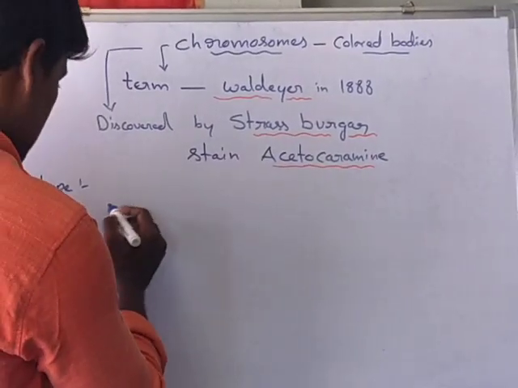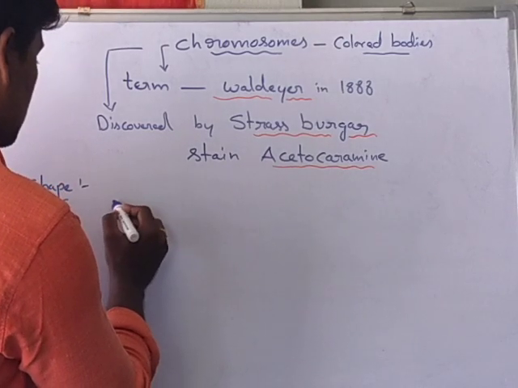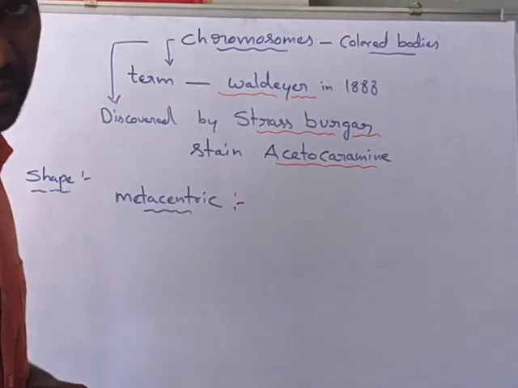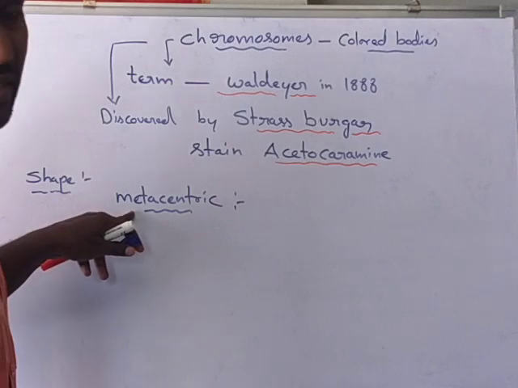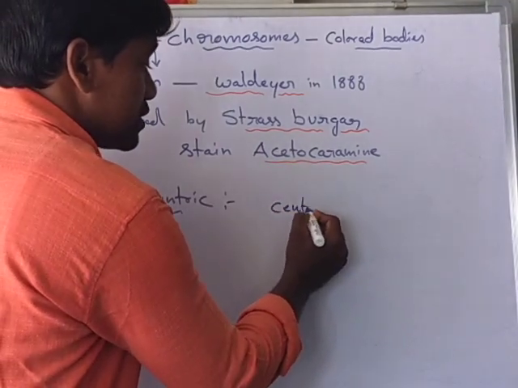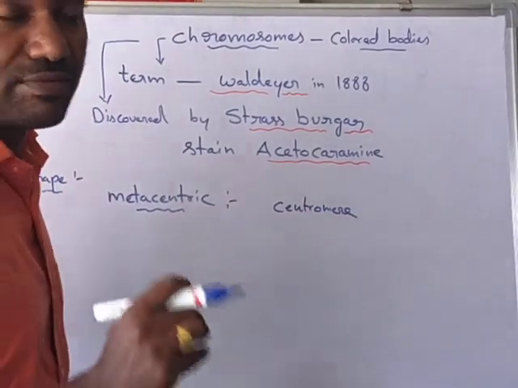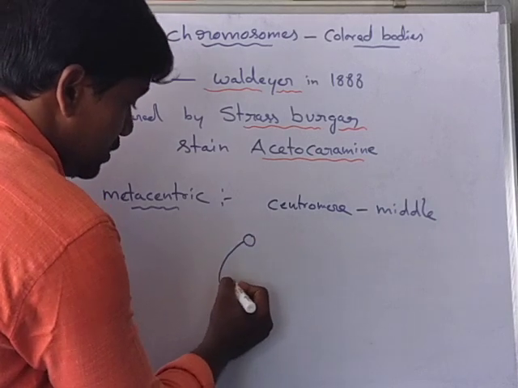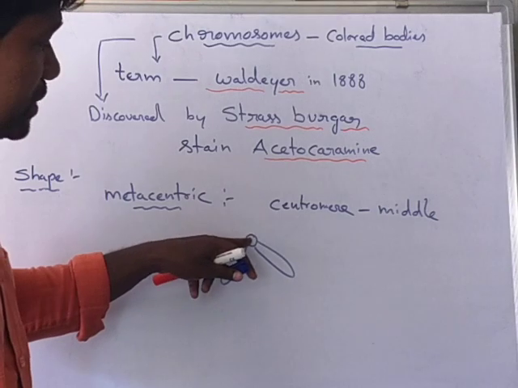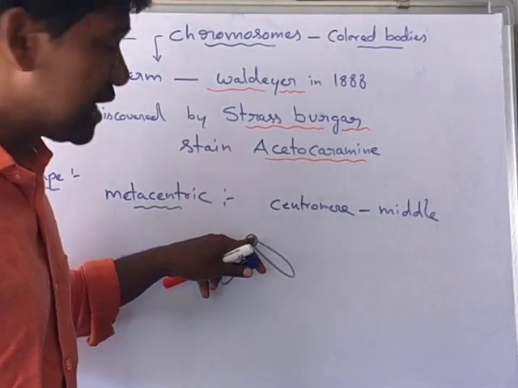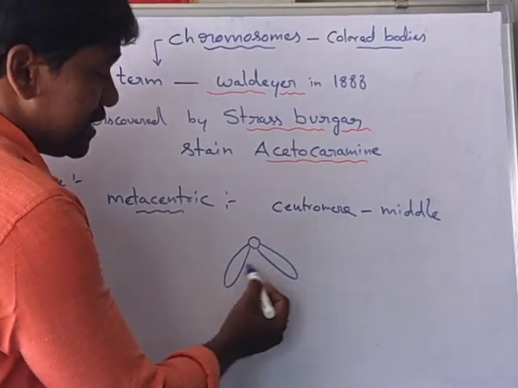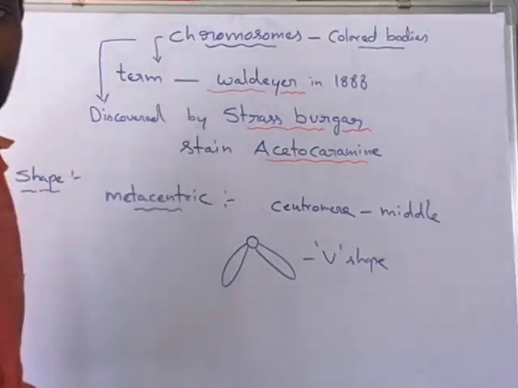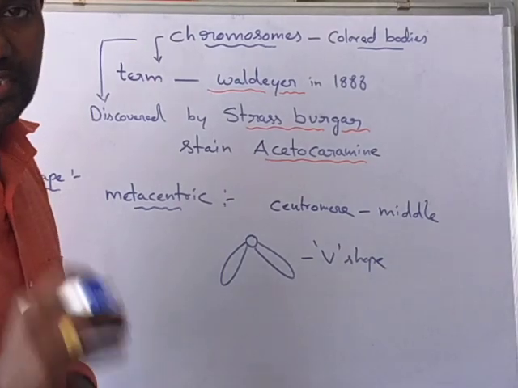The first type or shape is called metacentric. Metacentric means the centromere is present in the middle of the chromosome. Here this is the centromere and these are the two arms. That's why the two arms are equal in size. This looks like a V-shaped structure. It represents the English alphabet letter V.